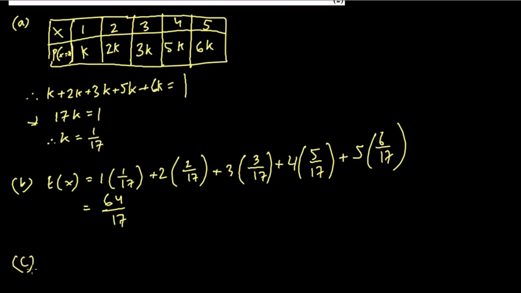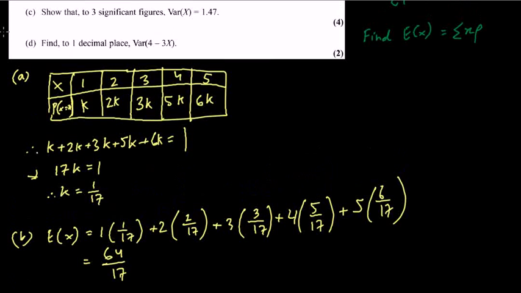Okay, the next one is variance. Now, show that to three significant figures, variance of x is 1.47. They told you to show that the variance is 1.47, but remember you have to find the variance to 5 decimal places. This is just how you write the answer, but the calculation should be full.